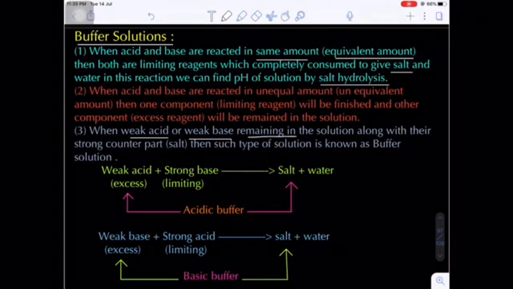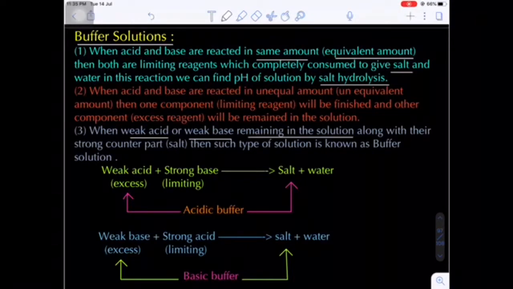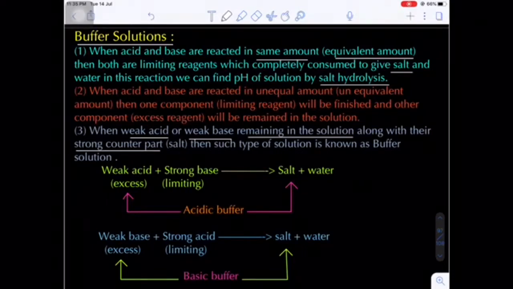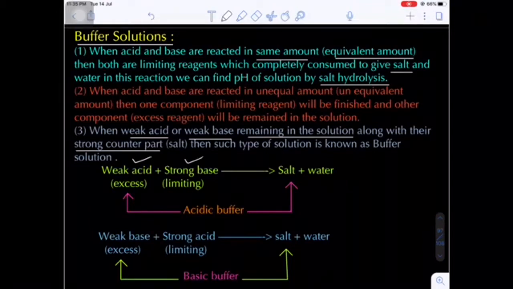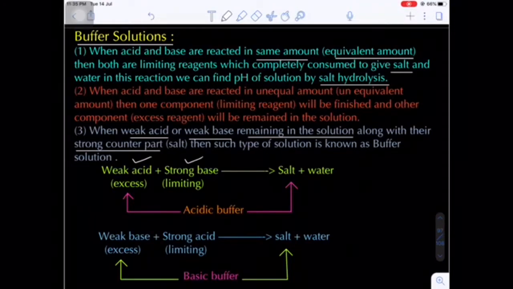Suppose a weak acid or weak base is remaining in the solution along with its conjugate counterpart, that is the salt. Such a solution is called a buffer solution. Once again, I will explain by taking one example. We have one weak acid and it is treated with a strong base. We know acid combines with base to form salt and water.